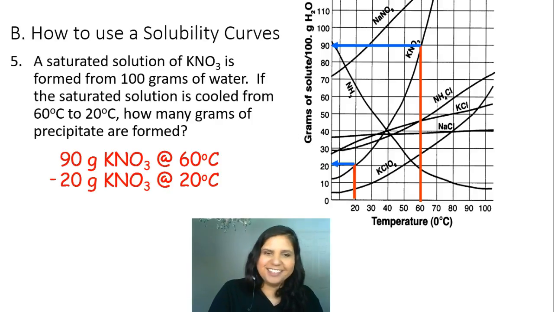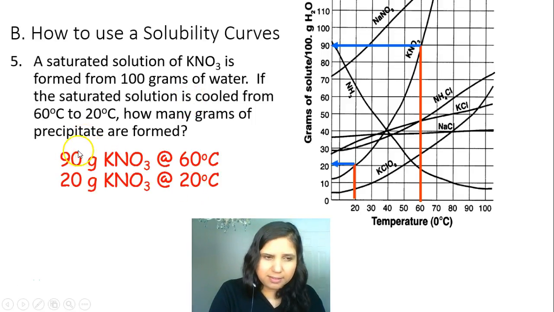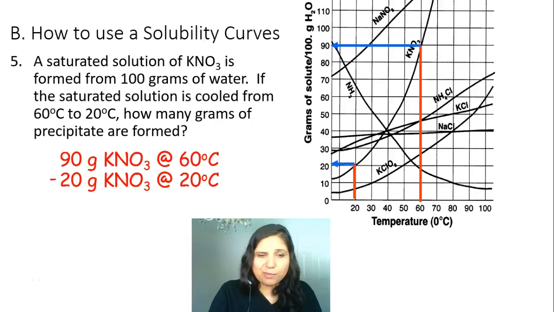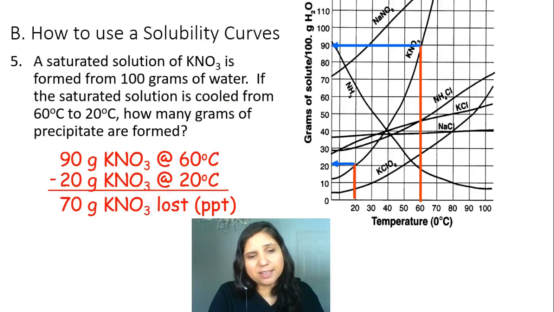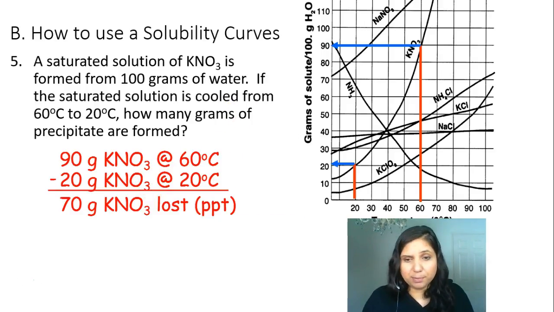Well, what's going to happen is that as this cools from 60 to 20, what doesn't fit anymore is going to fall out. So we're just going to subtract the difference to figure out how much doesn't fit anymore. So how much doesn't fit anymore? 70 grams. Or 70 grams of potassium nitrate precipitates out.